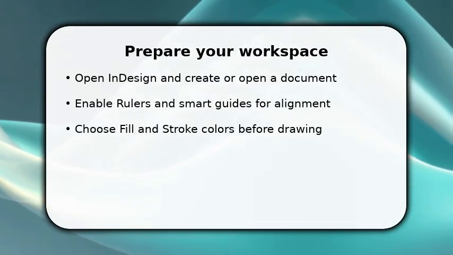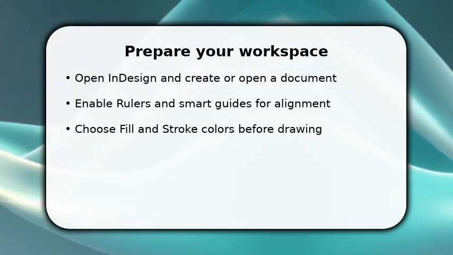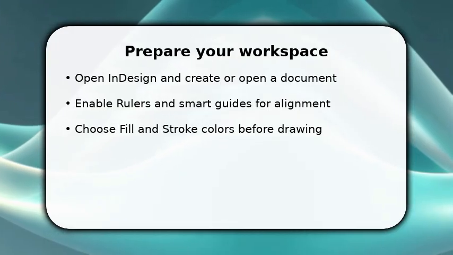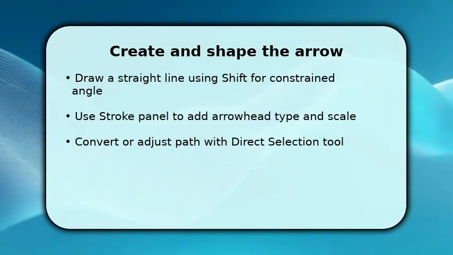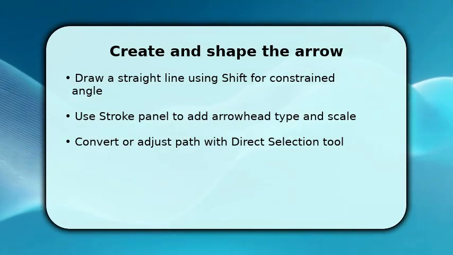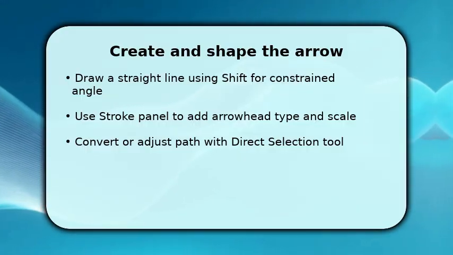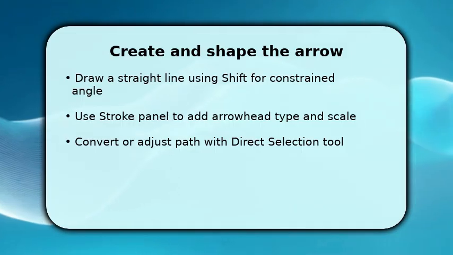Once done, zoom to the target area so you can draw a straight, clean baseline for the arrow. Now draw the base with the line tool while holding Shift to keep it straight. This gives you control over direction. Open the stroke panel to apply a built-in arrowhead at one or both ends. Scale it to match the stroke weight so proportions remain correct.